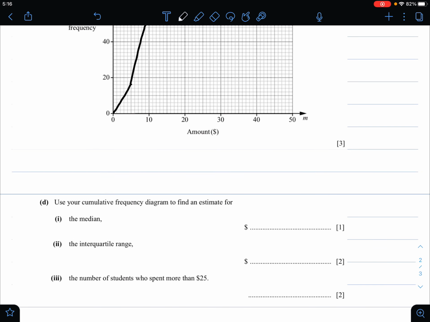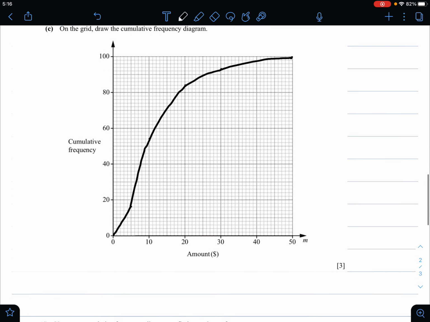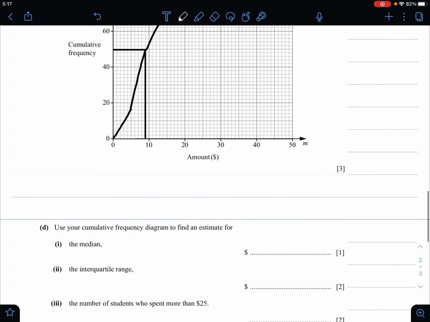So for part D, they are asking us to use the cumulative frequency diagram to find an estimate of the median. Okay, so median would be half of the cumulative frequency. So that is 50 in this case because the cumulative frequency is 100. So half of 100 is 50. Therefore, from 50, you draw a horizontal line that connects you to the graph, and you draw a vertical line down to the x-axis to find the value of the dollar amount. So in this case, the value would be $9.